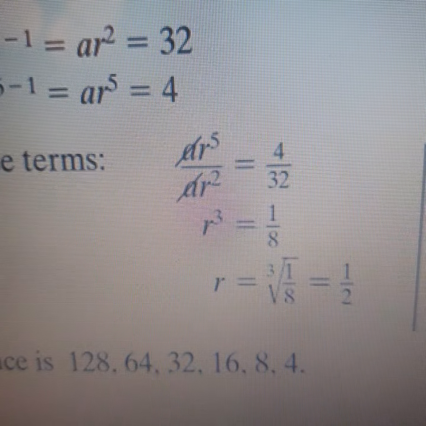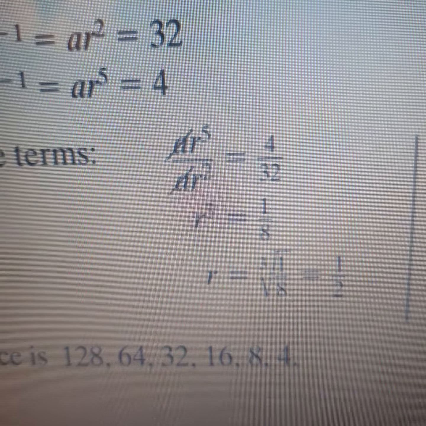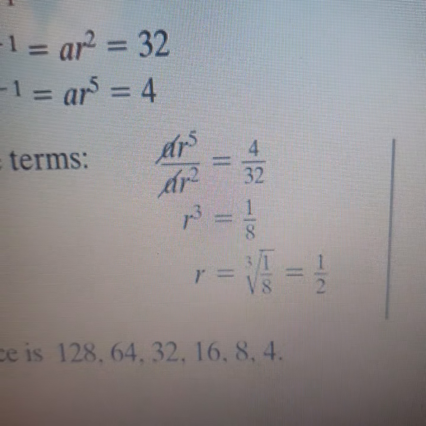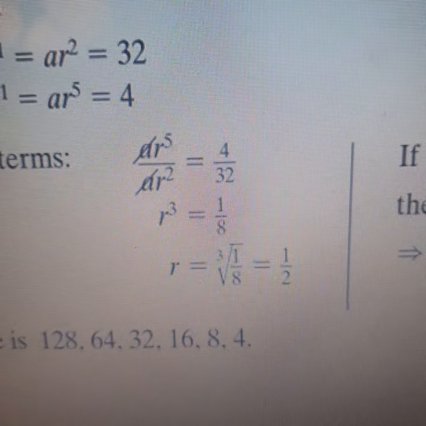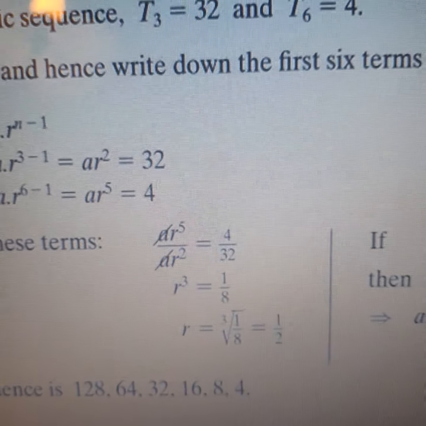Crossing out the A's, we're getting R to the 5 divided by R squared, which will give you R cubed, which is equal to 1/8. And we get R then to be the cube root of 1/8, which is a half. Okay, so R is equal to a half.